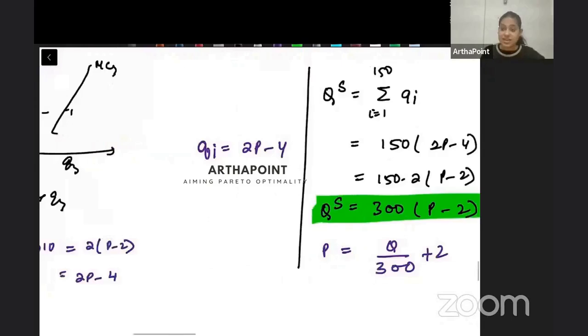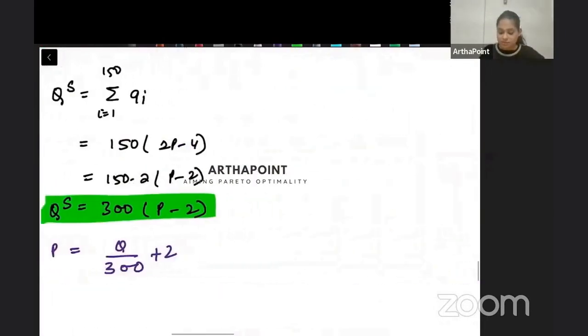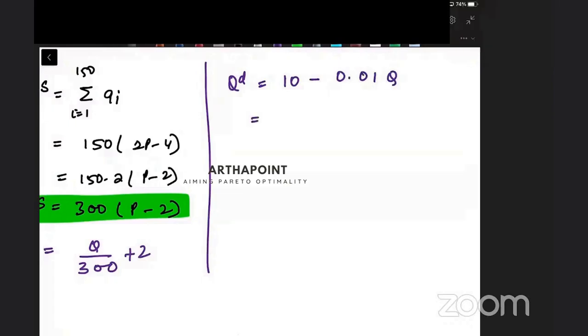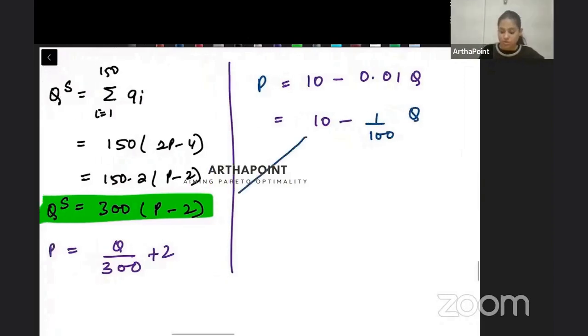And what is the demand side equation giving me? It is giving me 10 minus 0.01 Q. So quantity demanded is giving me 10 minus 0.01 Q, which means it is giving me, this is P, 10 minus 1 by 100 Q. Just equate the two together.